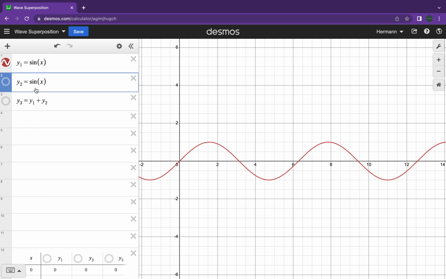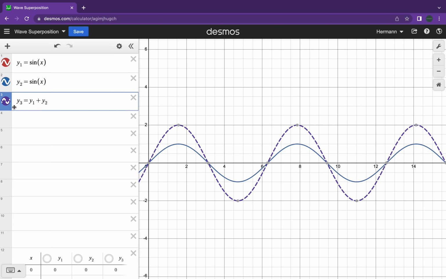Now we have the red one and the blue one, and you'll notice that they are exactly the same. They have the same frequency, they have the same amplitude. There is no phase difference between them, which means that their peaks and their troughs line up. So the maxima and the minima are all in exactly the same place.